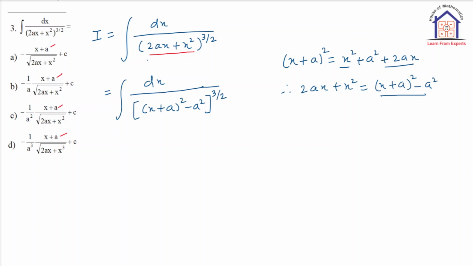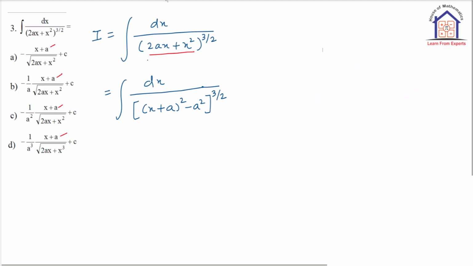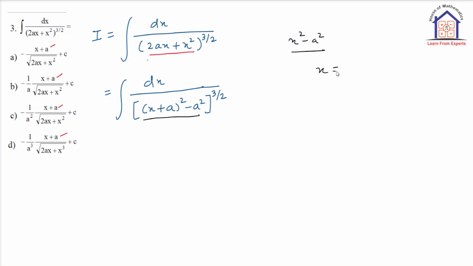So now see here, 2ax plus x square is written as (x plus a) whole square minus a square. Now see what type of substitution we have to use. The denominator expression is in the form of x square minus a square. For this we always use the substitution x equal to a sec theta. This is the standard substitution for the expression x square minus a square. So here x square minus a square means (x plus a) whole square minus a square. So we have to substitute here.